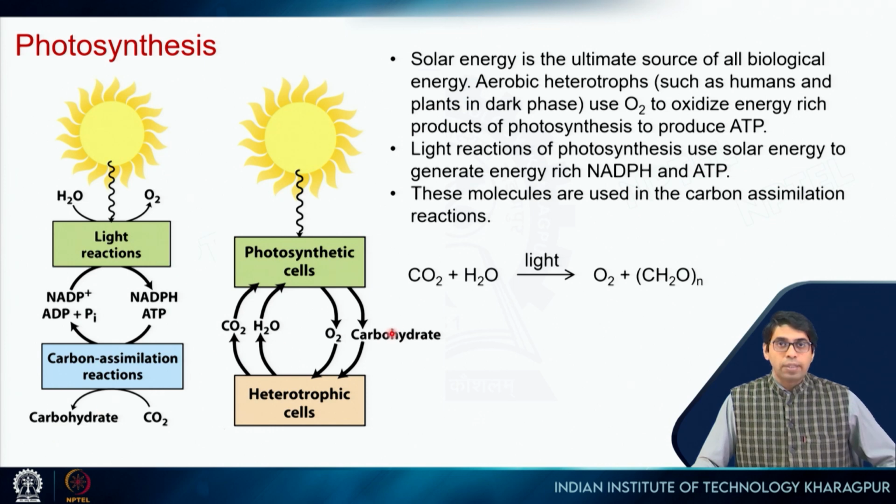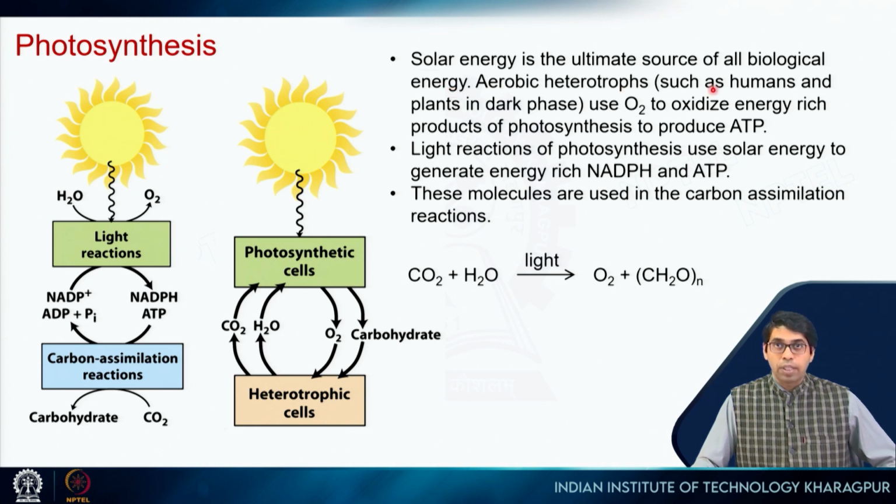So, you can see this complete cycle: carbohydrate to carbon dioxide and water, and here carbon dioxide and water to carbohydrate. Ultimately, light energy is passed via light reactions, which is photosynthesis, as we are going to see, into this chemical energy, and this chemical energy is used by both plants and us for various functions. So, ultimately solar energy is the ultimate source of all biological energy.